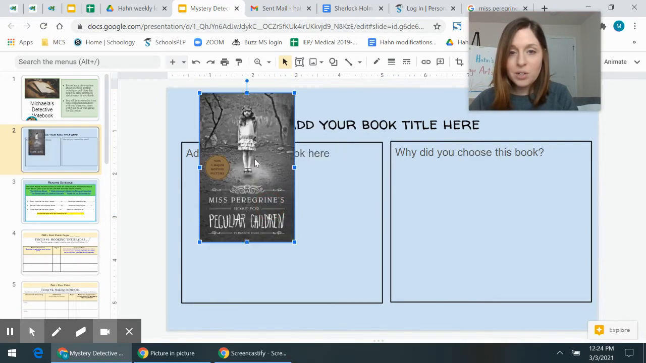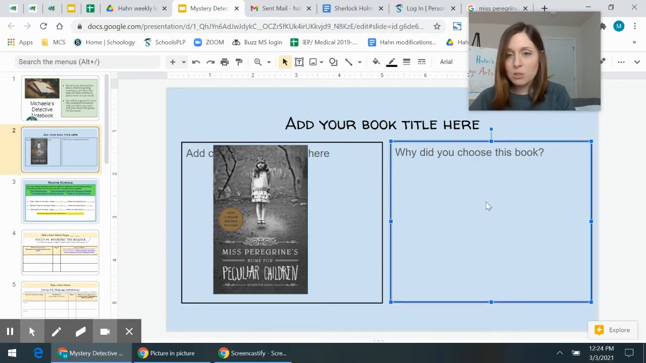And then on the right side, you're going to talk a little bit about why you chose this book. Why did you choose this one of the options you were given? Doesn't need to be long, just a couple sentences.